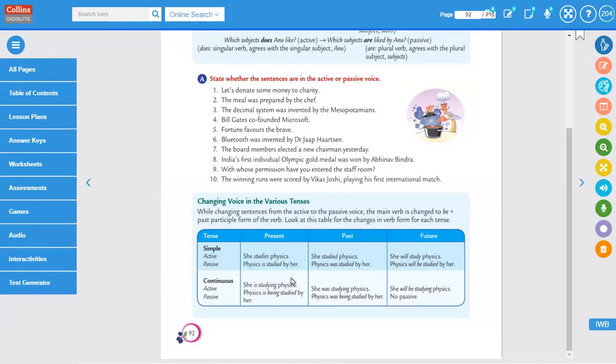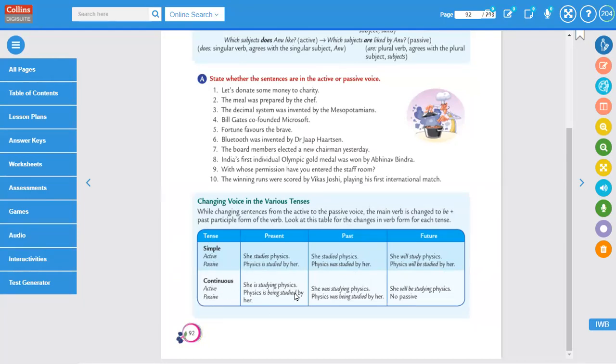So what they have asked you to do is look at this table carefully and then try to understand. Let me know if there is anything that you didn't understand so that I can explain. No, ma'am, we can understand. Okay.